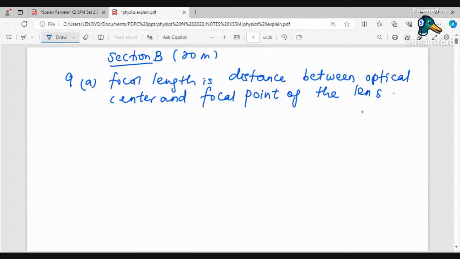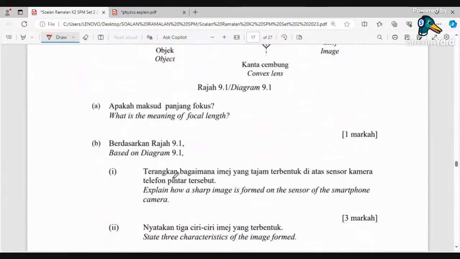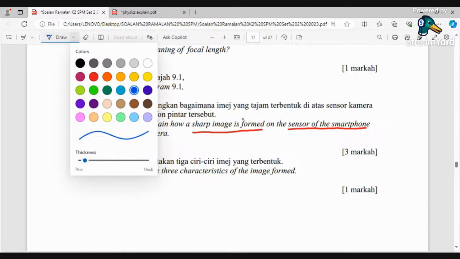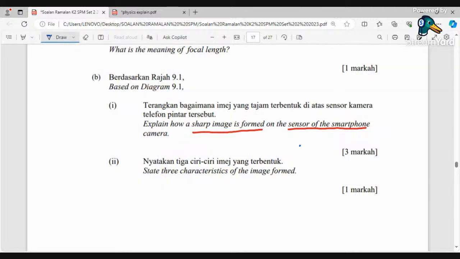Okay. Contoh kalau ia ada macam ni. Ini center, sini focal point. So distance ini ialah focal length. Okay. Tak perlu lukis je, just explain saja. Okay, we'll look at next question. D. Based on diagram 9.1, explain how sharp image is formed on the sensor or smartphone. State 3 characteristics of image form. Okay, bahagian D1 dengan D2.